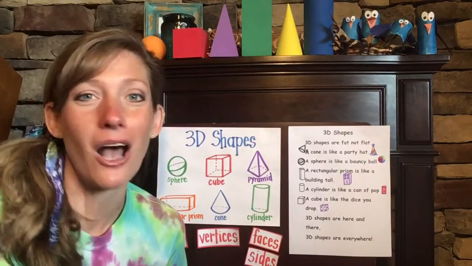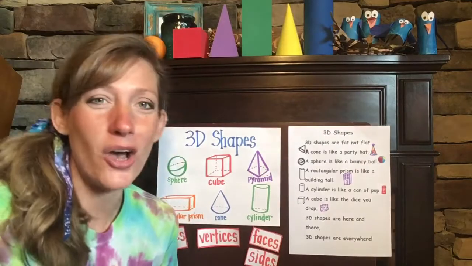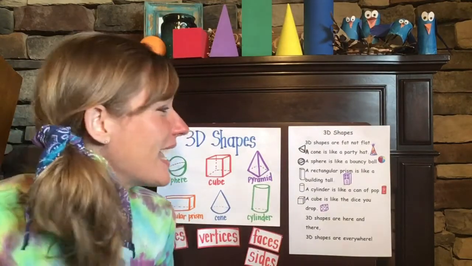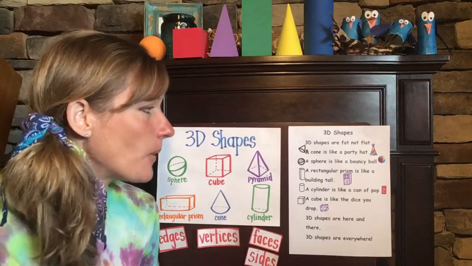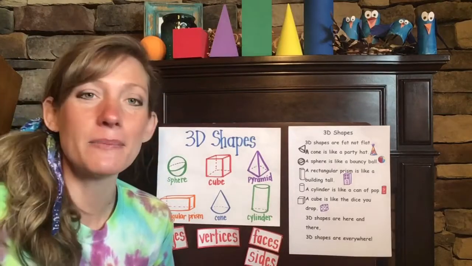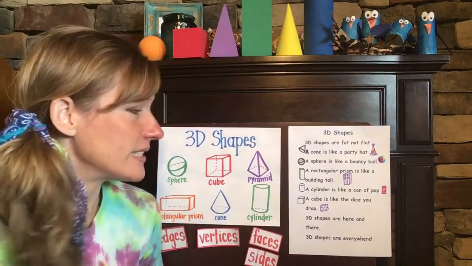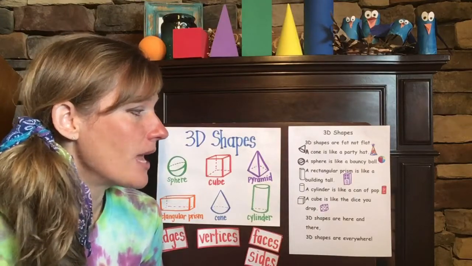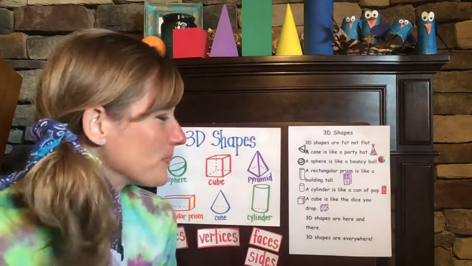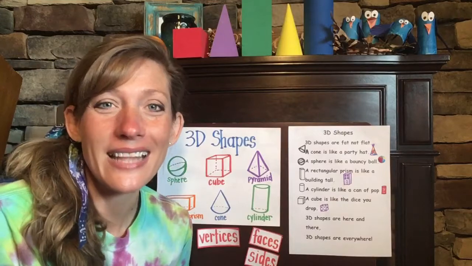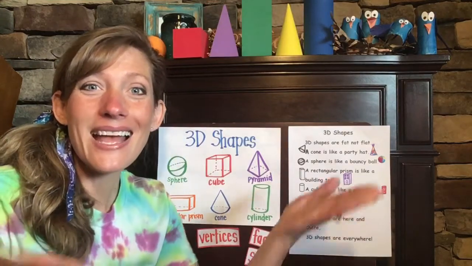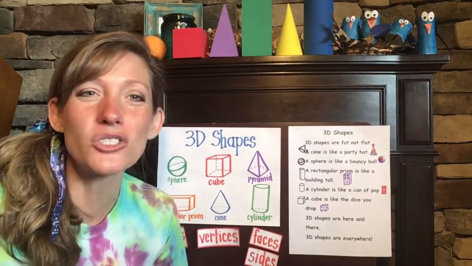3D shapes are fat, not flat. A cone is like a party hat. A sphere is like a bouncy ball. A rectangular prism is like a building tall. A cylinder is like a can of pop. A cube is like the dice you drop. 3D shapes are here and there. 3D shapes are everywhere. Good job.